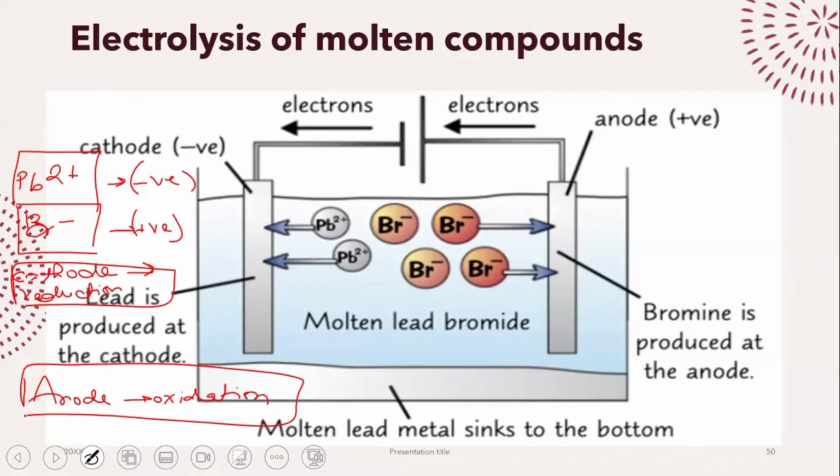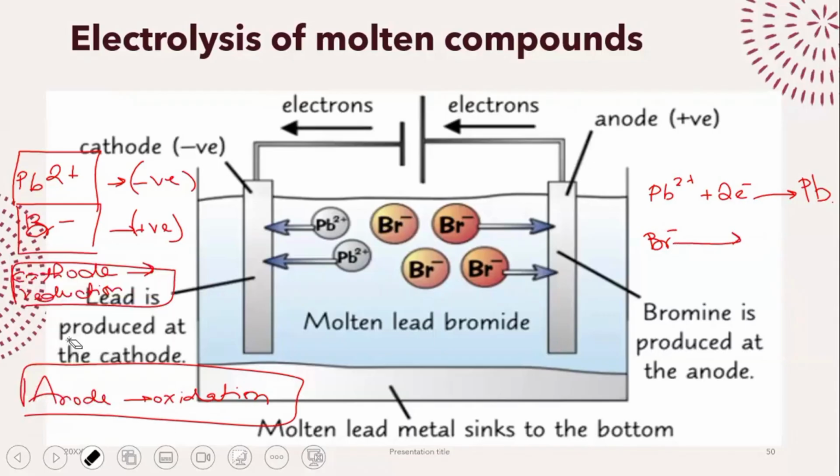Now, what's going to happen is that lead is going to be attracted towards the cathode. On the cathode, what do we have? We have reduction. So the lead ions are going to gain electrons and turn into lead metal, and that lead metal is going to be deposited on the electrode. Bromide is going to go to the anode, and as it goes to the anode, it's going to lose electrons.